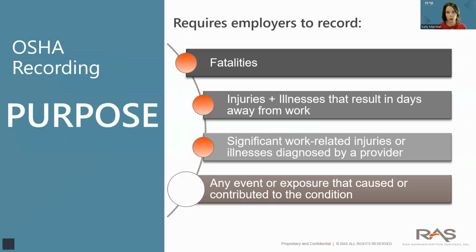So let's start with those recordables. An OSHA recordable under their record keeping regulation is any of the following listed here: all work-related fatalities, any injuries and illnesses that are work-related and that result in things like days away from work, restricted work, transfer to another job, any loss of consciousness, or any medical treatment beyond first aid only.